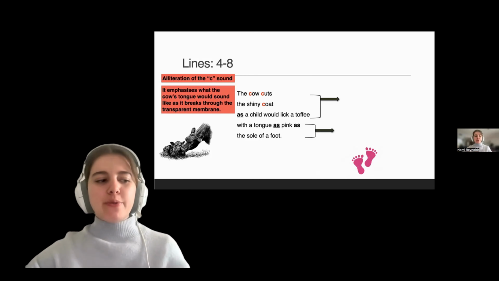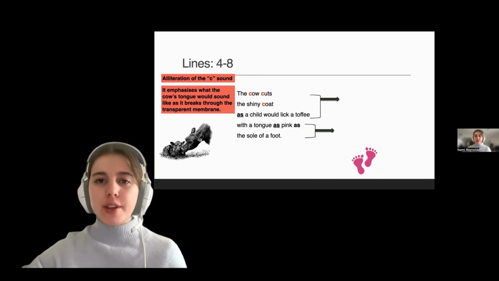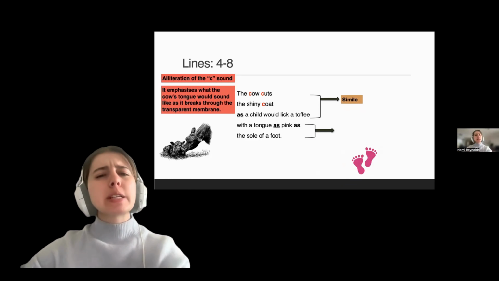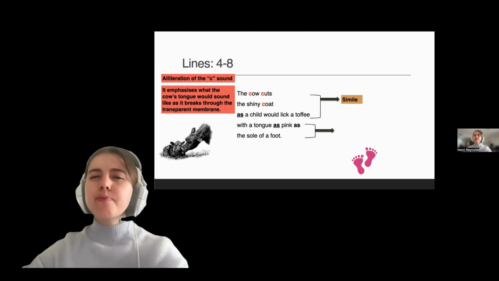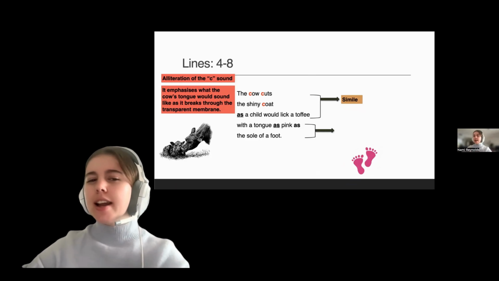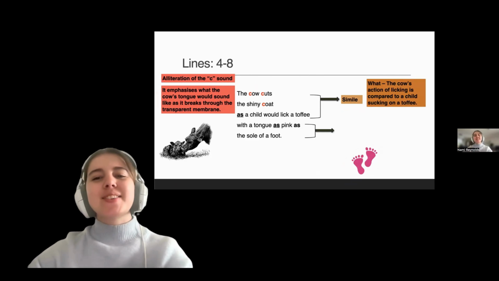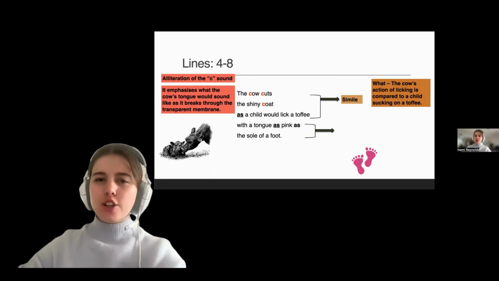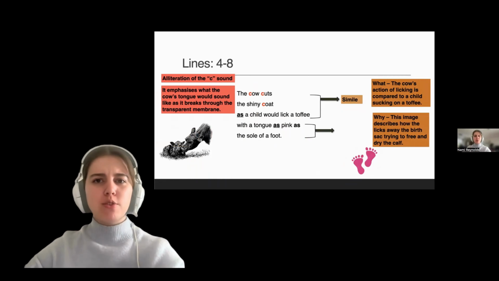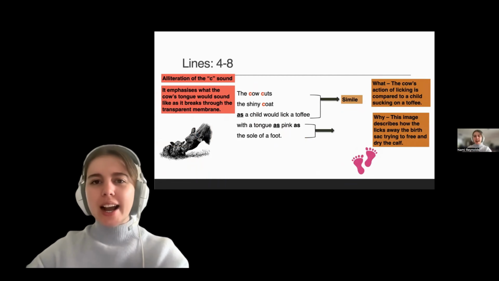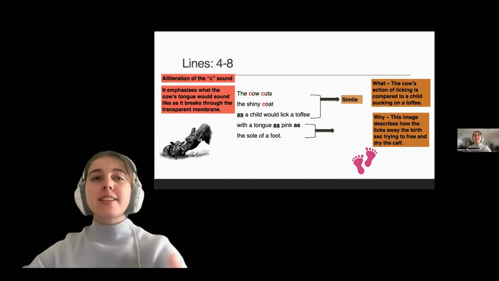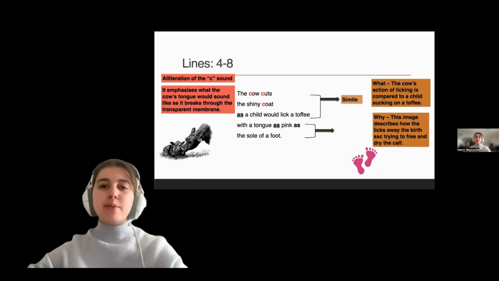When I read further, as a child would lick a toffee, this is showing me that there is another simile. Now, what is being compared to what? The cow's action of licking is being compared to a child licking a toffee. And why is this imagery being used? It's being used to describe how the cow is licking away this birth sac and freeing the calf so that it can take its first breath after being born.